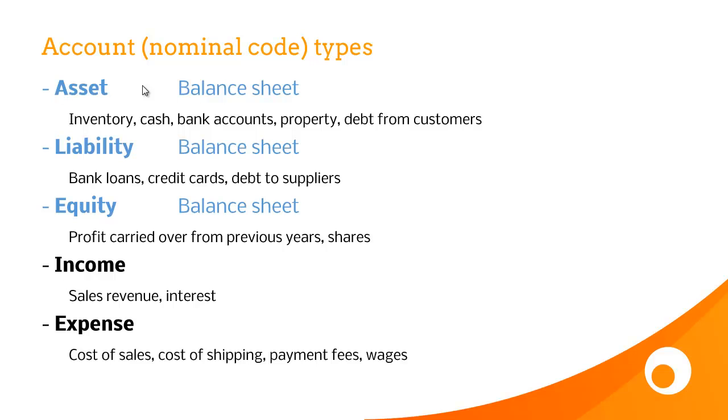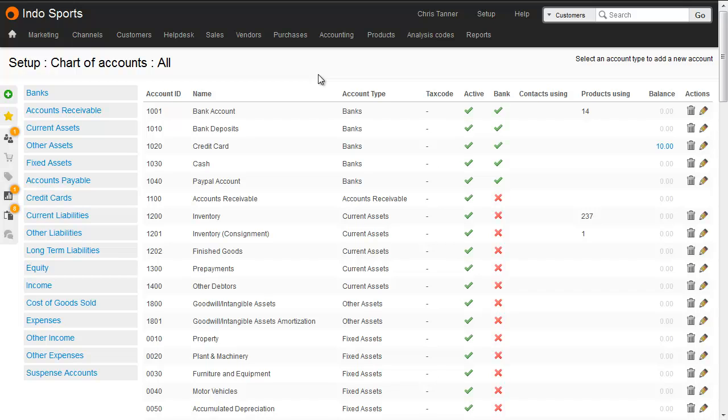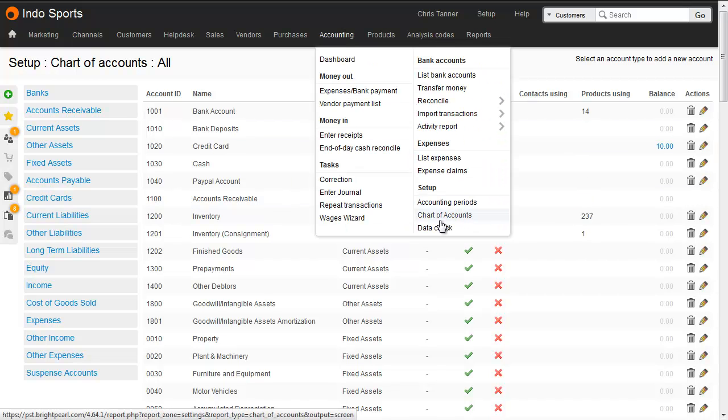Changes to asset, liability, or equity codes will show on your balance sheet, and changes to income or expense codes will show on your income statement or profit and loss report. The chart of accounts in Brightpearl is configurable, with the exception of a few reserved codes such as accounts receivable. You get to the chart of accounts under the accounting menu. There's a separate video that goes into more detail on the chart of accounts.